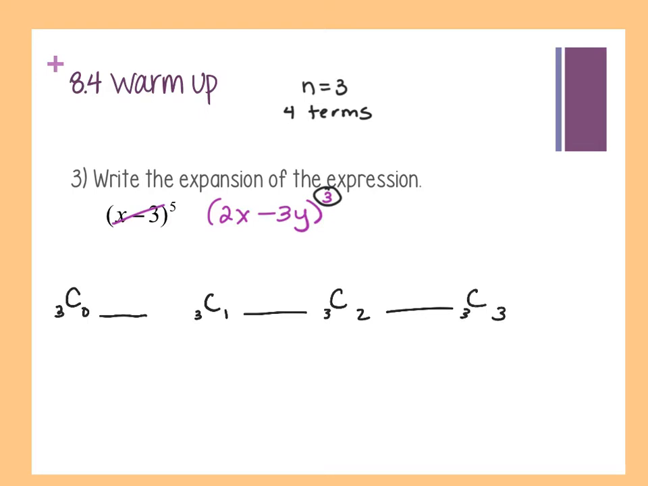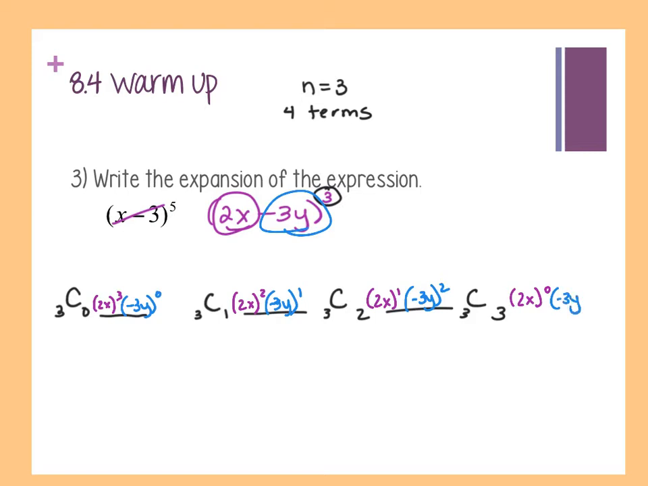And then we take that first term, which is 2x, and we raise it to the highest exponent, so it would be 2x to the third, and then 1 down each time. 2x to the second, 2x to the first, 2x to the 0. And then we take the second one, negative 3y, and we start that one at 0 and get higher each time. And then C3, 0, we know we have to find these. 3, 0, 3, 1, 3, 2, 3, 3.